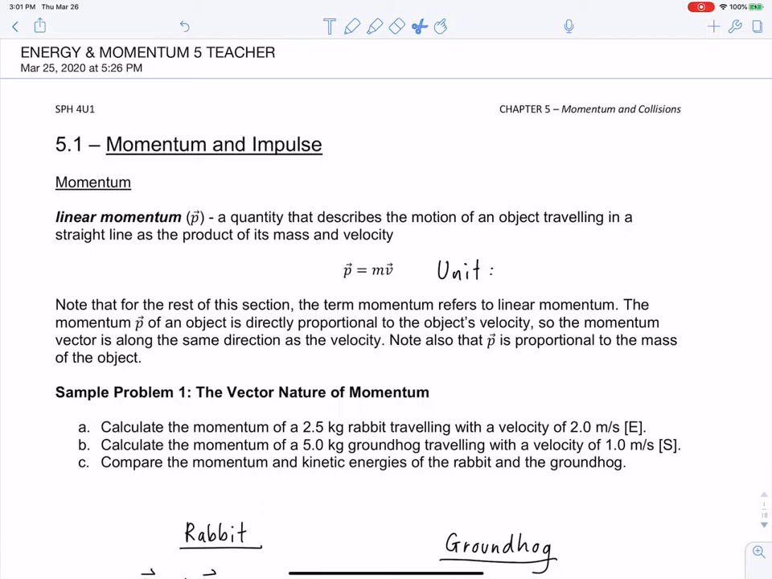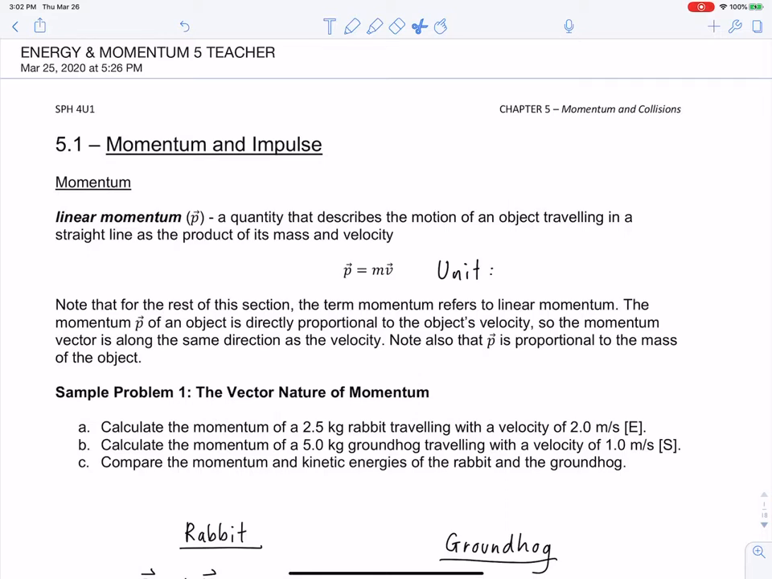In section 5.1, we're going to be introduced to two new quantities, momentum and impulse. These terms might exist in your vocabulary, and I want to see how the definition, as you have been using them, compares to the physical definition, or the definition in physics.